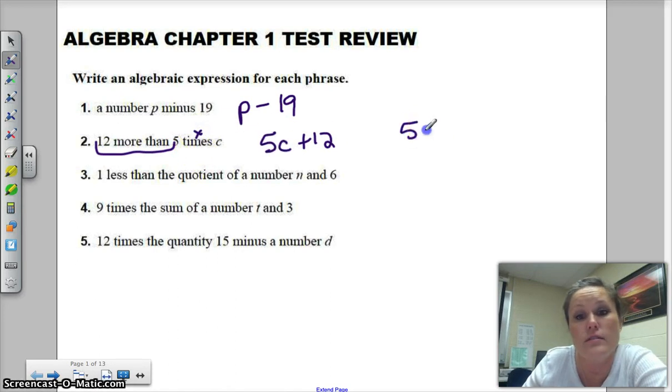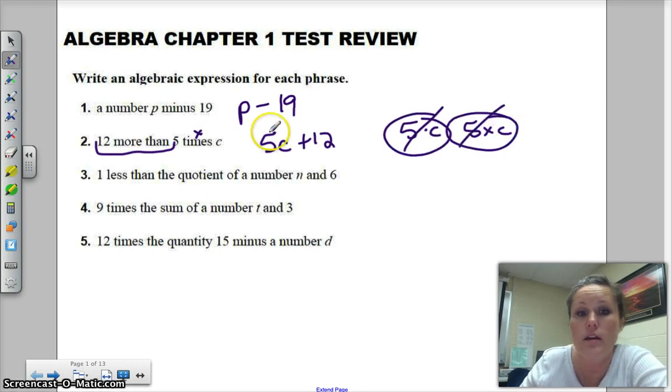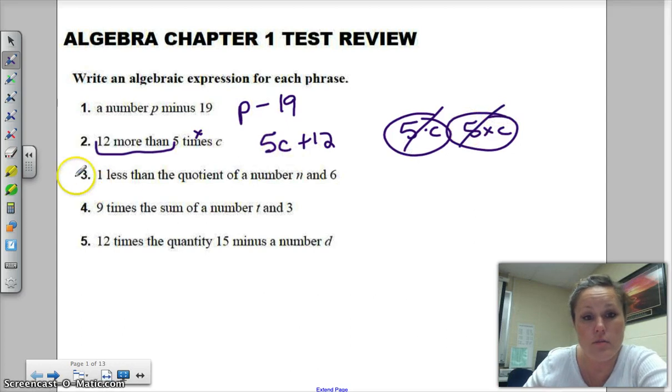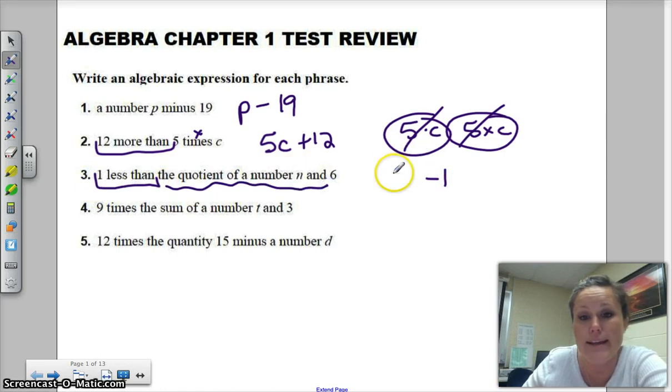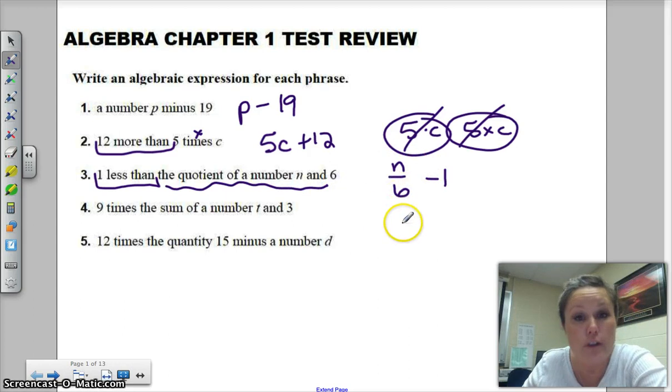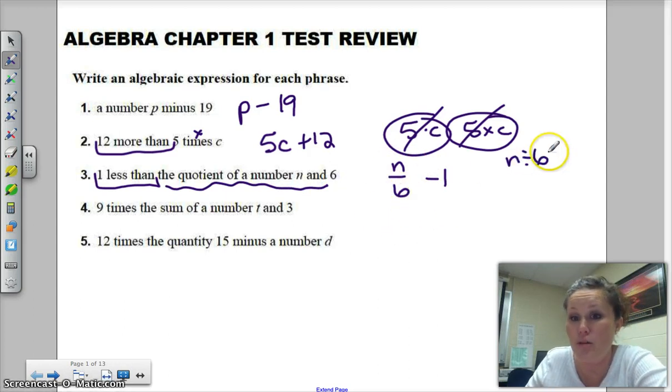If you have this, that's okay. If you have this, that's okay. But we want to get away from this. We want to simplify as much as possible. Number 3, 1 less than. So I'm going to subtract 1 from all of this, the quotient of a number n and 6. That means I'm dividing. Again, this needs to be written in fraction format. This is okay. This is better.